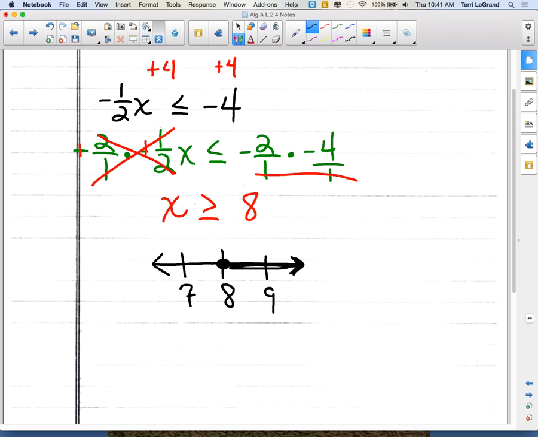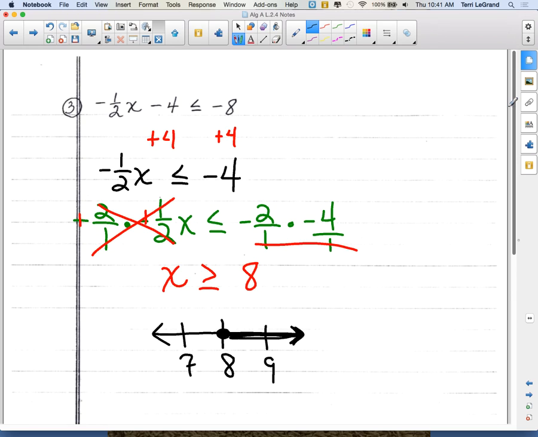Here's what we would do. We take it up here. We put it in the original inequality for the x. Okay, so we're going to put an 8 in there, aren't we? So what's a negative times a positive? A negative. What's half of 8? 4. So that becomes negative 4. And then we have subtract 4 from that.